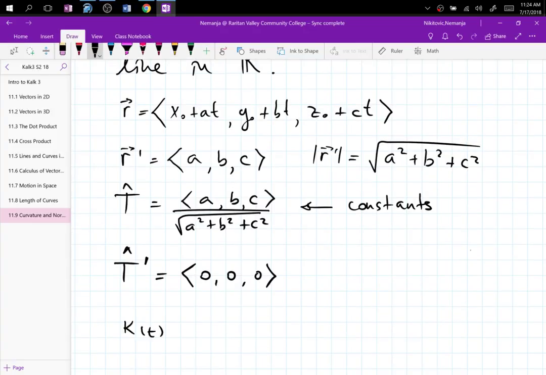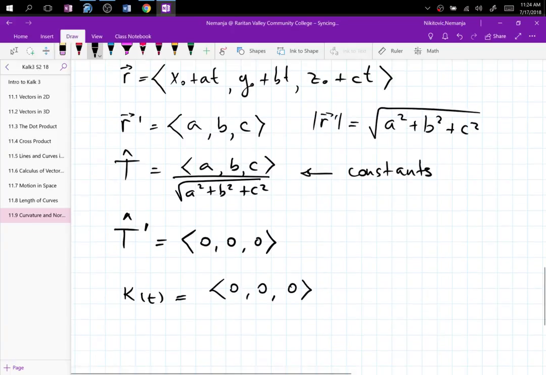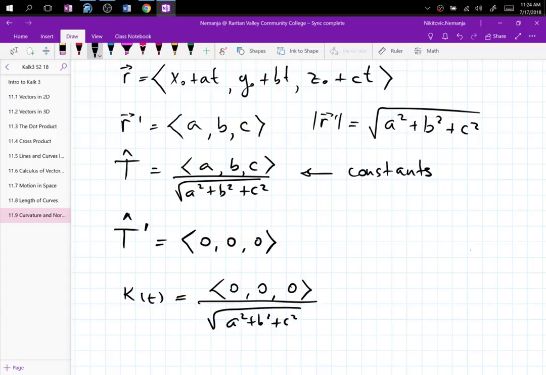So curvature of t is going to be vector 0, 0, 0 divided by the square root of a squared plus b squared plus c squared. And now that's the magnitude up there. The magnitude of the 0 vector is 0, divided by the square root is 0. So curvature is 0. The curvature of a straight line is 0, which is common sense.